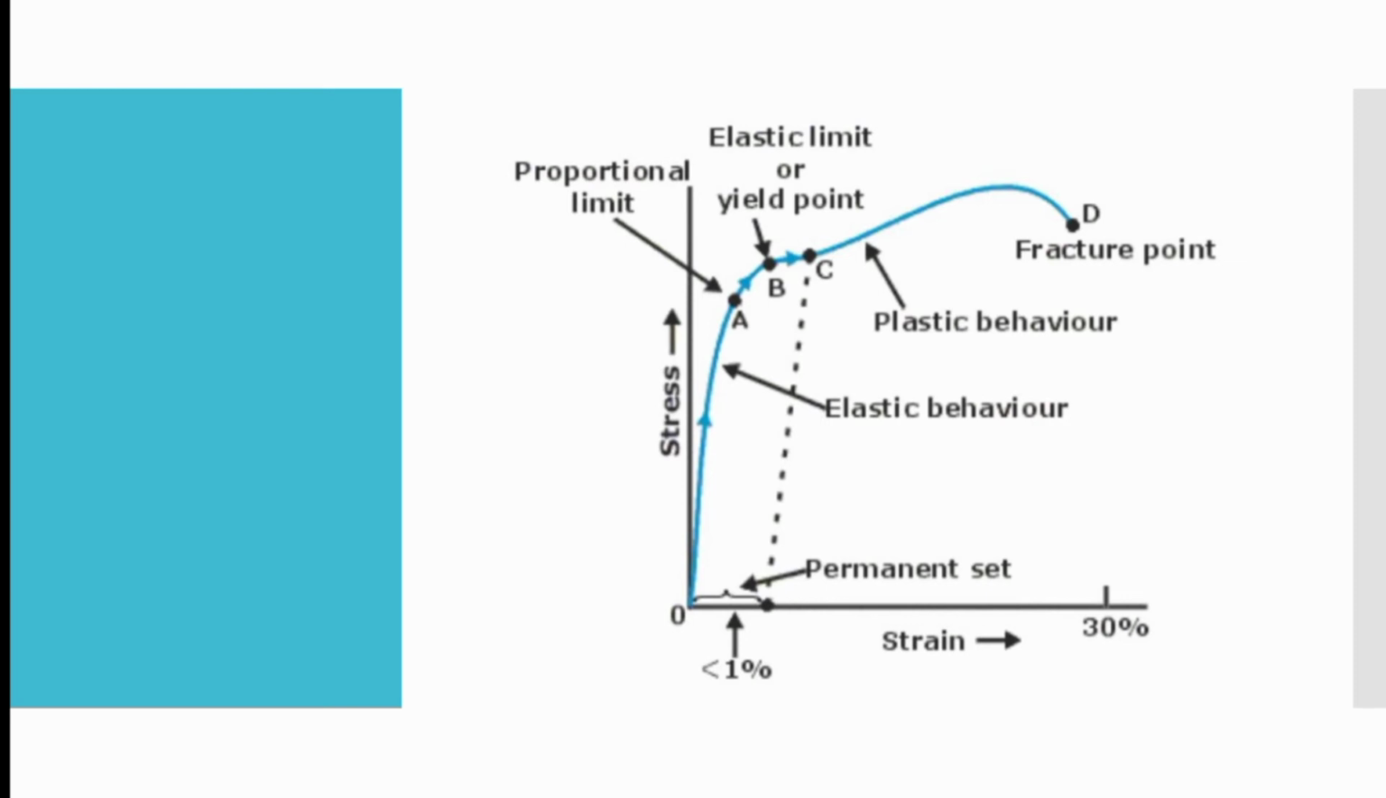represents the plastic range. The area under the entire length of the line up to the fracture point represents the toughness of the material. The fracture point is the point where the material breaks. Now we can describe each and every point in detail.